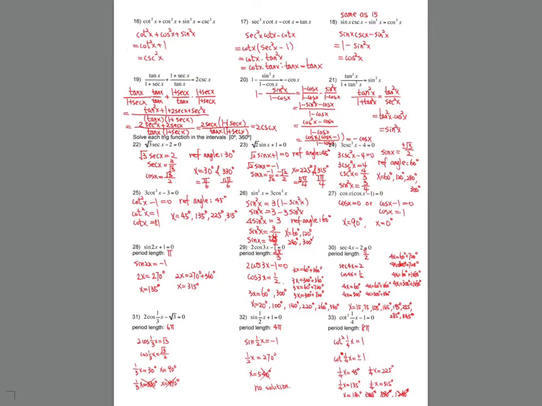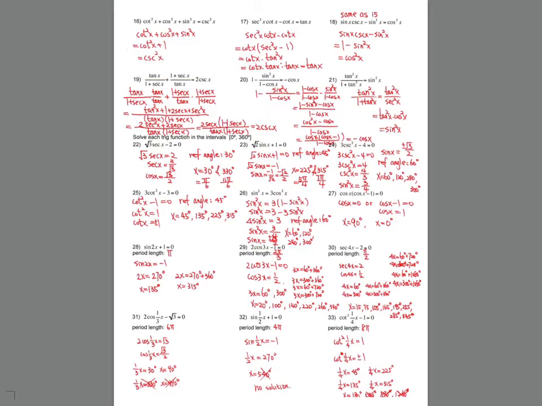Number 19, you have tangent x over 1 plus secant x plus 1 plus secant x over tangent x. This time you would have to find the least common denominator, because the denominators are different. The easiest way is by multiplying each other. So for the first term I have to multiply tangent x over tangent x. For the second term I have to multiply 1 plus secant x over 1 plus secant x. Once you have the same denominators, then you can add the numerators. Reduce, then you get 2 cosecant x.